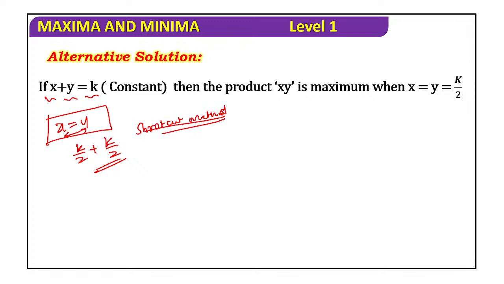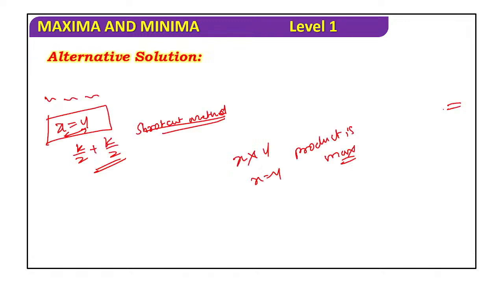Here, very simple, because you have two numbers and the product must be maximum. If I take any two numbers that are equal, then the product is maximum. Whenever two numbers are equal, the product is going to be maximum. Therefore, easily you can identify that k by 2 plus k by 2 will be equal to k. Therefore it is the required answer.